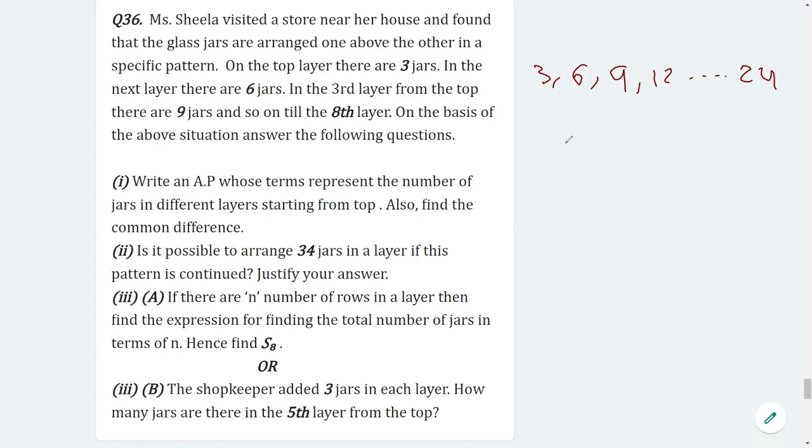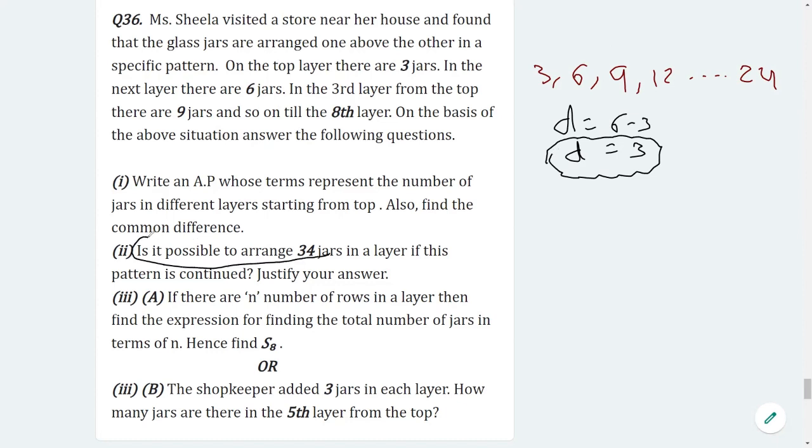Okay. Now, what we have to obtain is the AP only. I can see the AP is there, and we have to find the common difference. So what is the common difference? The common difference is 6 minus 3, or you may find 9 minus 6. If I do 6 minus 3, the common difference d is 3 here. So we got the AP and the common difference.